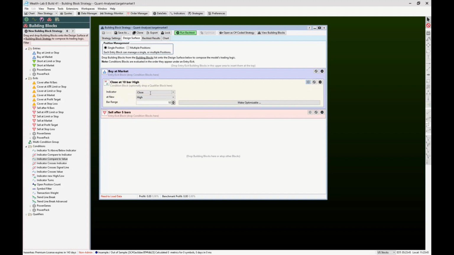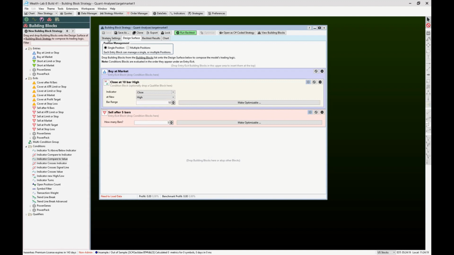You can see here the indicator is the close at new high. Here, high or low, we choose high, bar range 10. The close makes a new 10 bar range. That's our entry. The next block, a different color, is our exit block, our exit puzzle piece. Sell after 5 bars. Very simple. Only time exit, nothing else. So this is our entry, check. This is our exit, check.